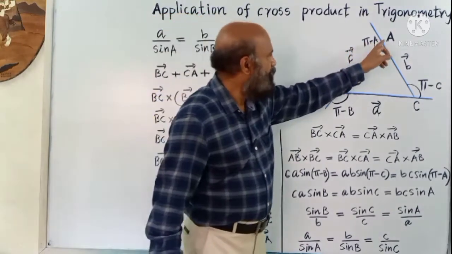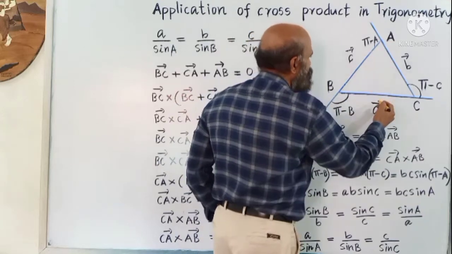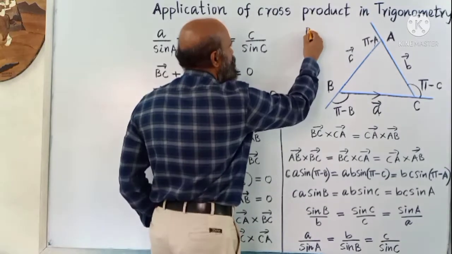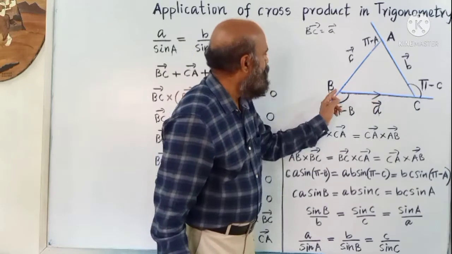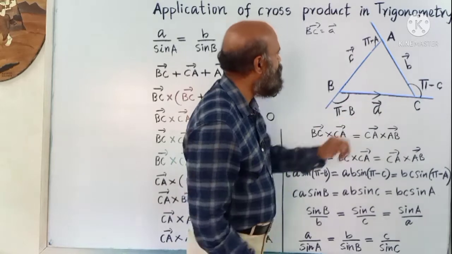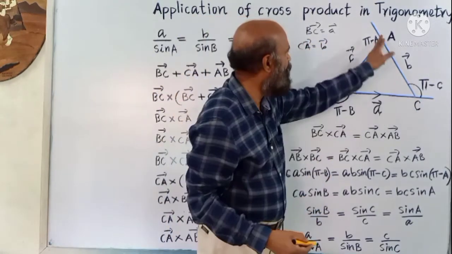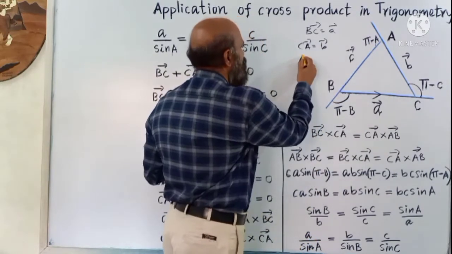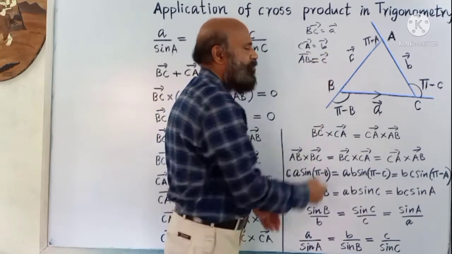So in the triangle ABC, the side opposite to A is a vector. So BC vector is a vector. Side opposite to B is b vector. That means CA vector is b vector. Then AB vector is c vector.